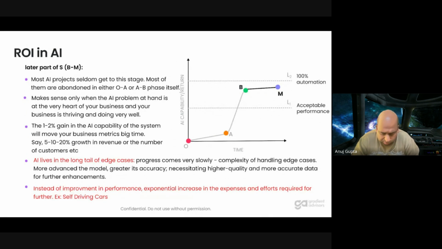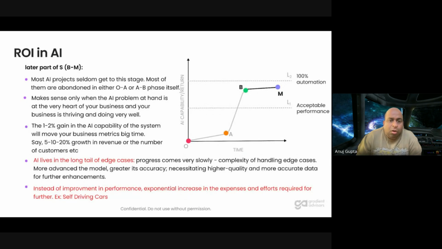So imagine the LLM that Midjourney is using today, right? It makes absolute sense for them to be able to improve that LLM by 0.01%, right? Because that is the very heart of their business. The 1 to 2% gain in the AI capability will move business metrics big time.